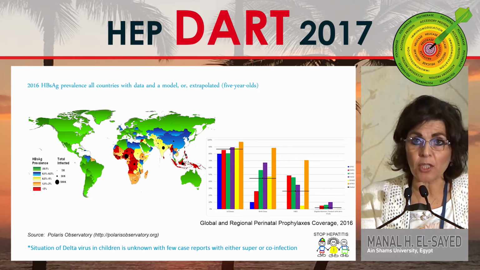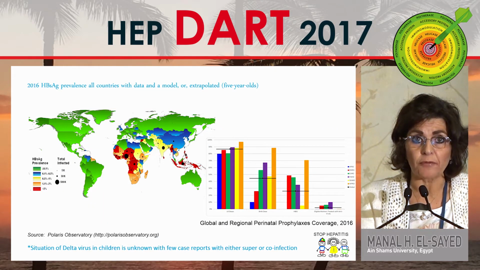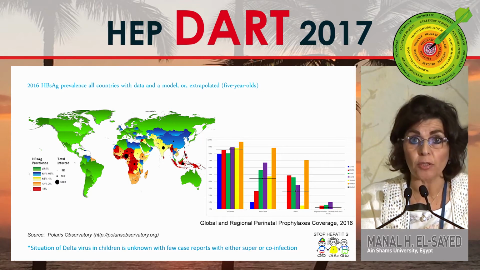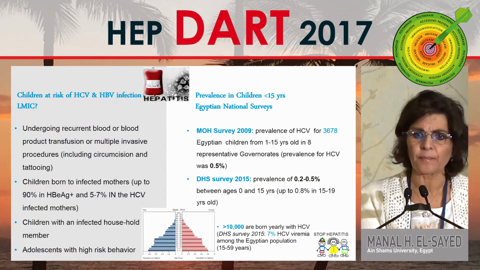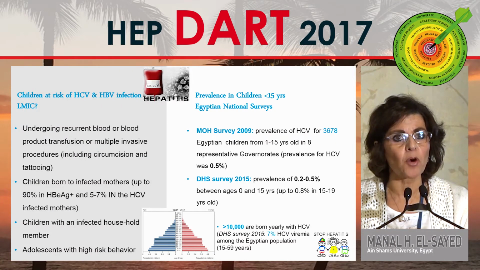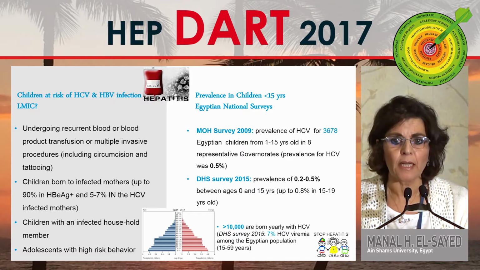Just forgetting to mention that the Delta virus, we have no data on Delta in children. Data are lacking, so the situation of Delta is very questionable. We do not know how many children infected with Hep B have Delta virus. So who are the children at risk of hepatitis B and C in both high and low middle income countries?